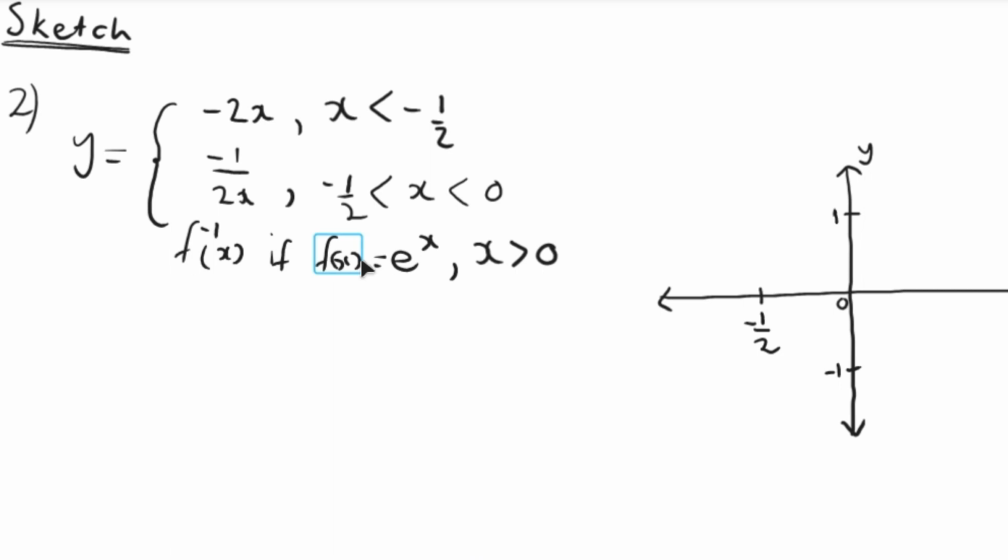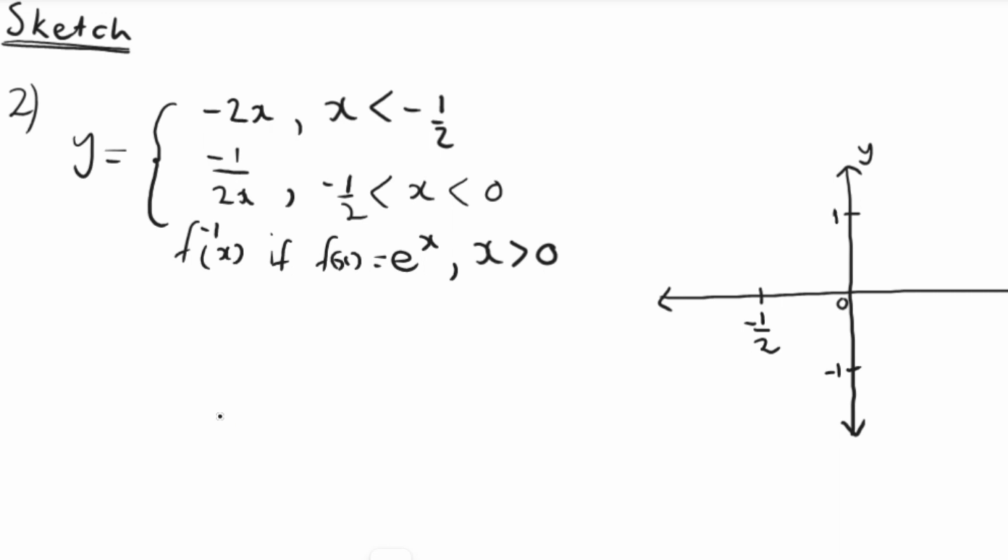So number 2 says to you, sketch the function that is y equals to minus 2x for all the x values that are less than minus 1 over 2. And then you sketch minus 1 over 2x for all the x values that are between minus 1 over 2 and 0, excluding both the x values. Now you want to sketch again the function that is the inverse of f of x. If f of x is e to the power of x here, so this one has a lot of work in it. We must just first interpret what is the inverse of x.